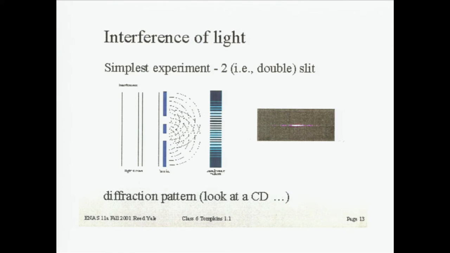If I shine a laser through the barrier and look on the wall, this is what I'm going to see. Or if you take a CD and tilt it the right way and look at it in the light, you'll see this sort of pattern. This is the interference. The peaks of the waves interfere constructively and give you the bright bands, and the peaks and troughs interfere destructively and give you zeros.